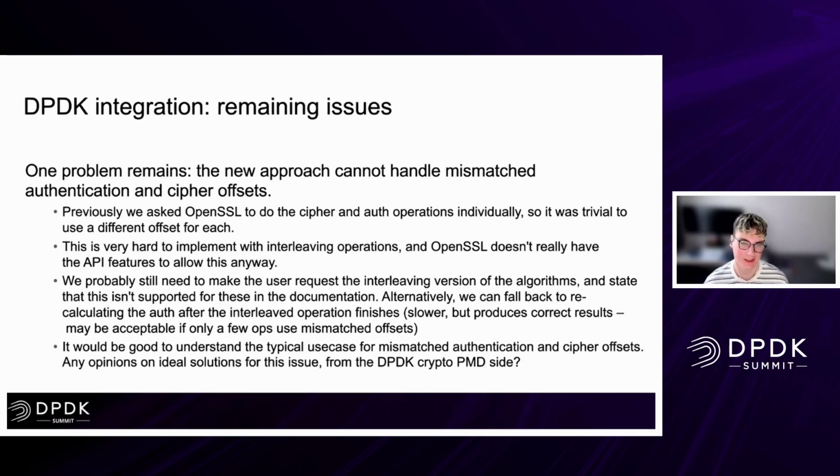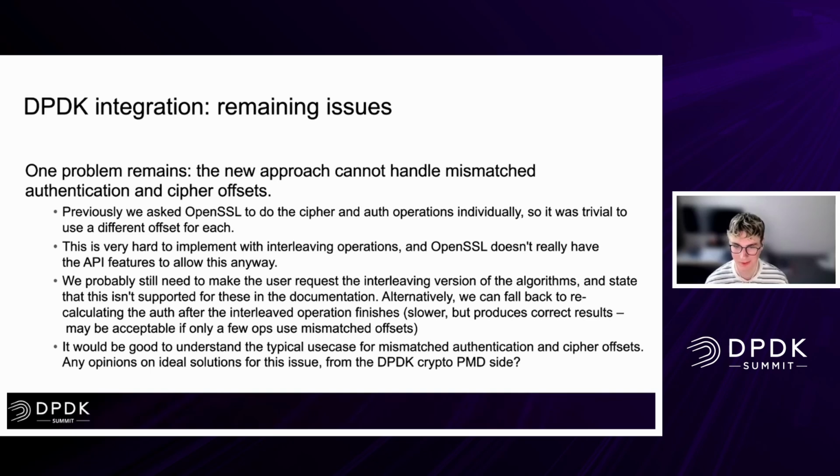So we did all this, but there is one problem still remaining, which is that DPDK crypto PMDs allow you to set an offset at which you want to start the authentication and you want to start the ciphering. But these could be different. So you could have no offset for authentication and an offset for cipher, or you could have two different offsets for both. Previously, this was fine because we were asking OpenSSL to do the cipher and auth operations individually. So it was very trivial to use a different offset for each. It was literally just adding the offset to the pointer of the buffer that we provide to OpenSSL.